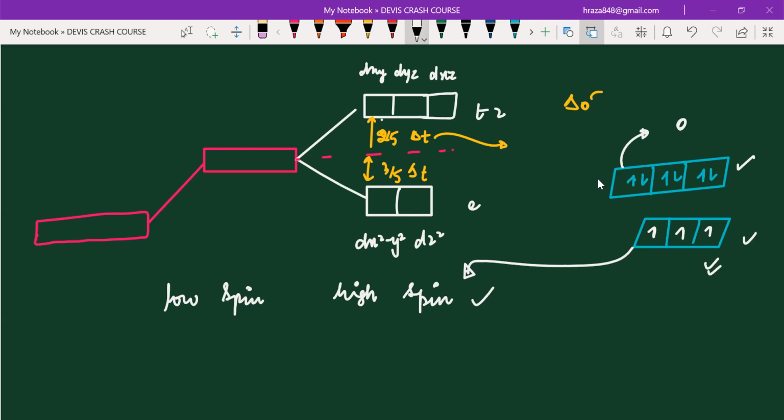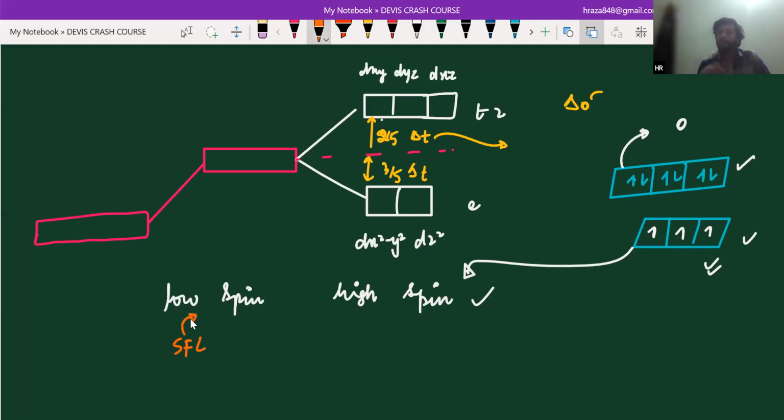Now you can connect it with SFL, a strong field ligand: low spin, because they pair up, and a weak field ligand that does not pair up is of high spin. In the question, it will come in the form of low spin or high spin, from which you have to confirm yourself whether it is a weak field ligand or a strong field ligand. High spin means unpaired, and low spin means paired. Are you getting my point?